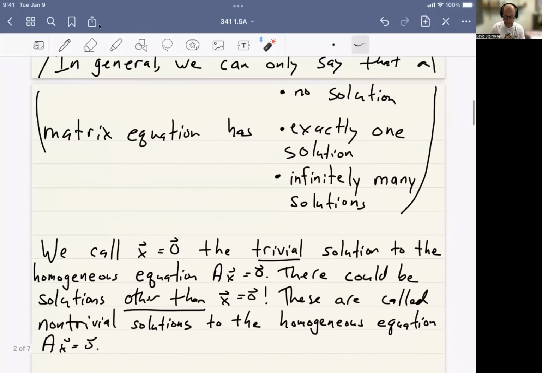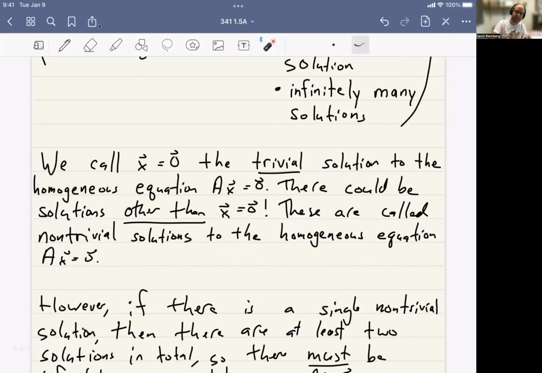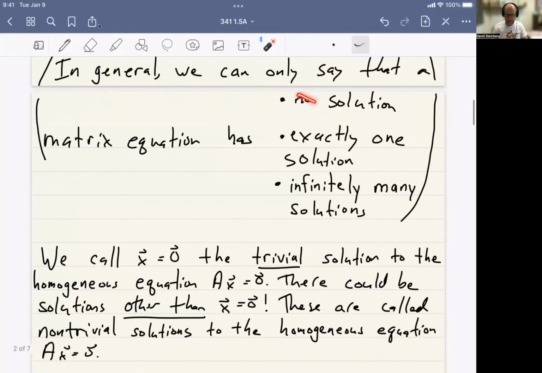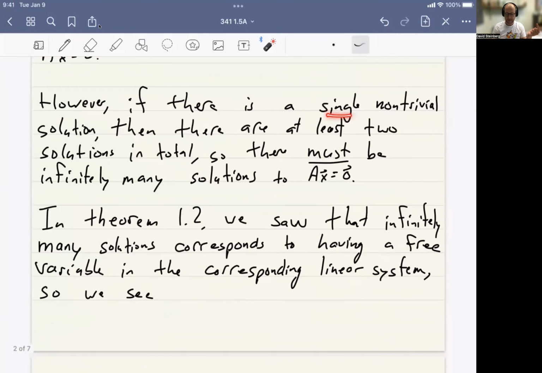But we just saw there's either exactly one solution to this homogeneous equation or infinitely many. So if we get a single non-trivial solution, then we know there can't be no solution, and can't be exactly one, because we've got the trivial solution and some non-trivial solution. So our only possibility left is infinitely many. As soon as we get a single non-trivial solution to AX equal to the zero vector, there must be at least 2 solutions in total, and so there must be infinitely many solutions to our homogeneous equation AX equal to 0.